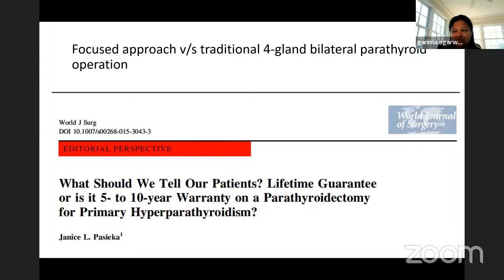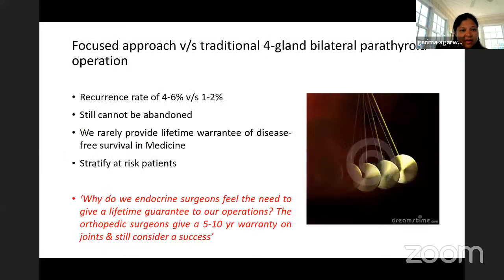Interesting editorial, and I know we are a little bit over time, but I'm about to conclude quickly because these are some interesting editorial articles I've included. What should we tell our patients? Lifetime guarantee, or is it a 5 to 10-year warranty on parathyroidectomy for primary hyperparathyroidism? Well, we need to see how far the pendulum has swung. Recurrence rate of 4 to 6% versus 1 to 2%. Not too different. We still cannot abandon the unilateral focused approach.